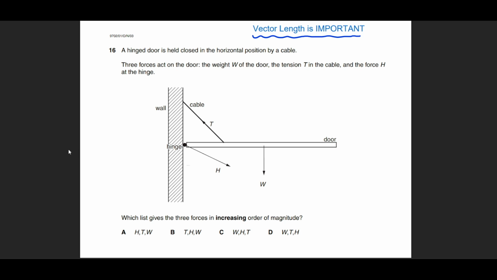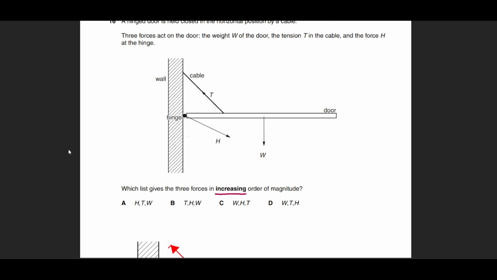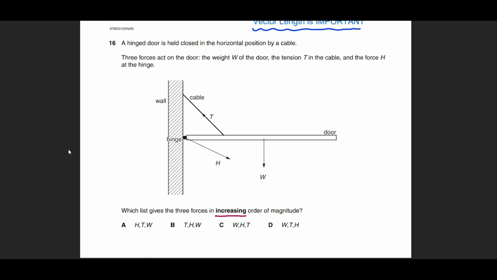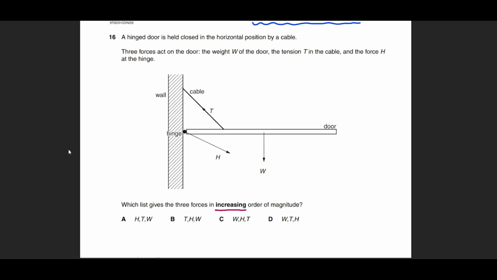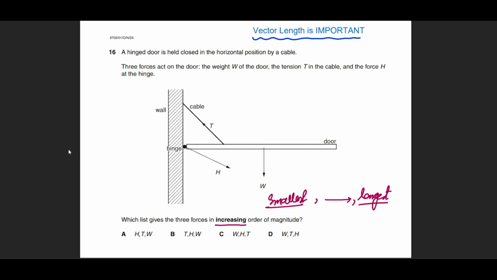So he's asking me which is the increasing order of magnitude. Out of these three forces, which one is the largest and which one is the smallest? Don't be confused by increasing. Increasing would mean that we have to start from the smallest and go towards the largest of them all. Now, I would advise you to first take out your rulers. If you can find this question in October/November 2003, it's a very old question. Measure these lengths with your ruler.